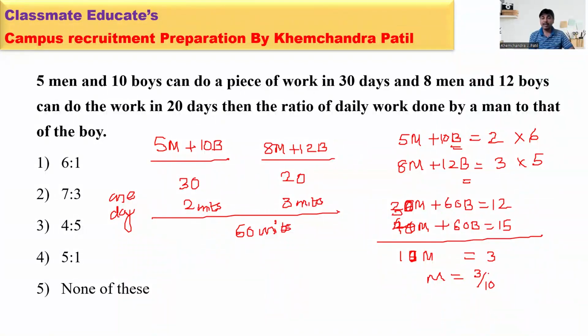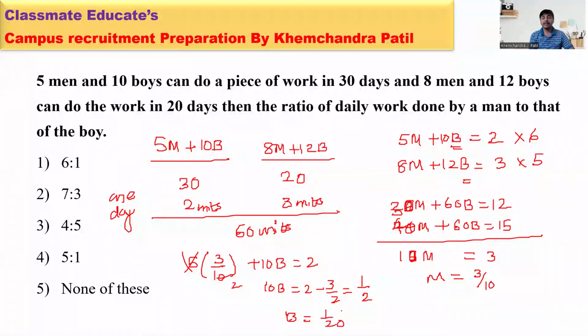Now put this value of m as 3 by 10 in any of these equations. So if I keep this in the first, 5 times 3 by 10 plus 10b is equal to 2. So this will cancel to 3 by 2, so 10b is equal to 2 minus 3 by 2. 2 minus 3 by 2 is nothing but 1 by 2. So 10b is 1 by 2, so b, one boy, will be equal to 1 upon 20.